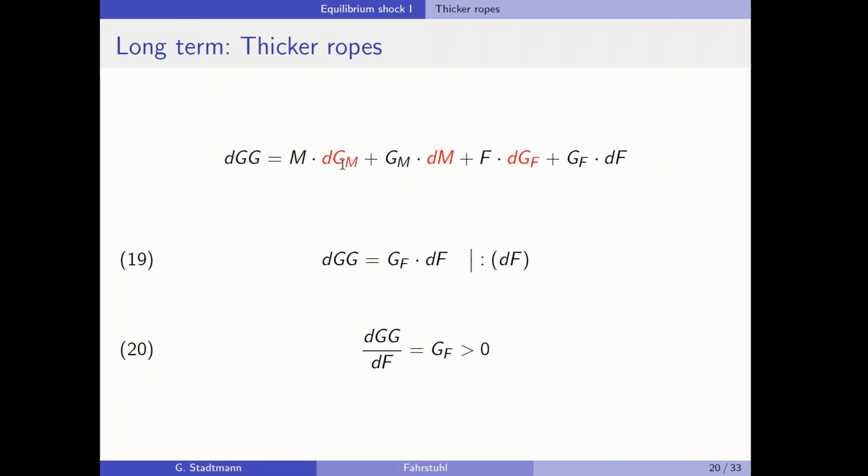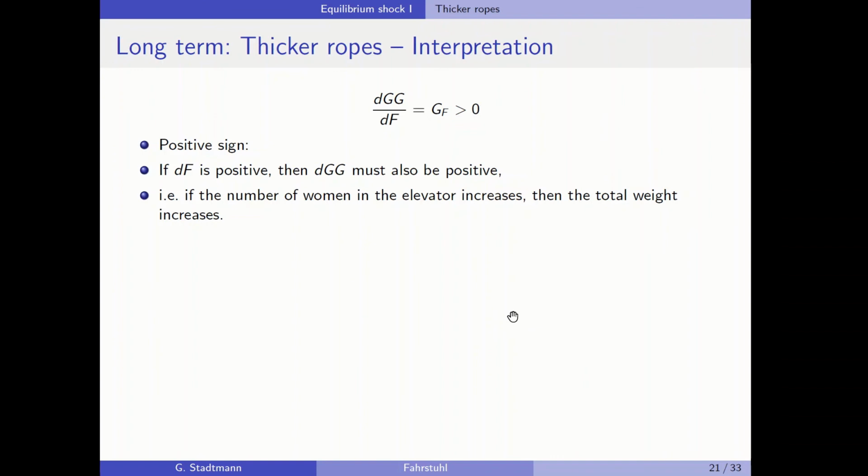Also, the weight of men and the weight of women will be constant so that these terms are equal to 0. We get to equation 19. We can put df on the other hand side of the equation and we arrive at equation number 20. In equation number 20, there is a positive sign, and this implies that if df is positive, then the variable dgg must also be positive.